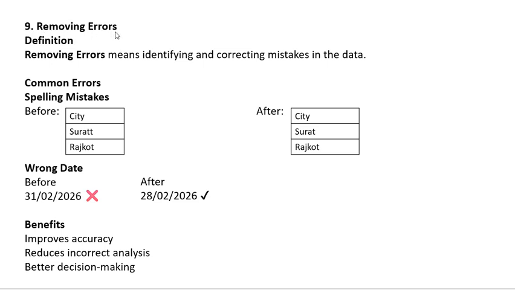Ninth is removing the errors. Removing the errors means identifying and correcting the mistakes in the data. Common errors are spelling mistakes, like before the city Surat had a spelling mistake, and after the check we remove the mistakes and correct the Surat spelling. Another is a wrong date, like 31 days in the second month of 2026, but the second month only allows 28 days.